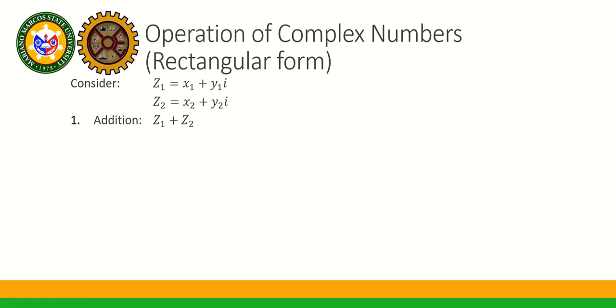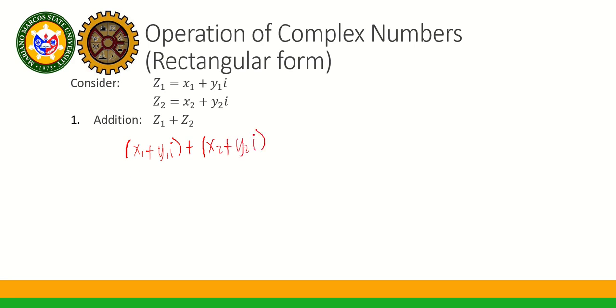Okay, so consider z1 equal to x sub 1 plus y sub 1 i, and then z2 equal to x sub 2 plus y sub 2 i. So addition, z1 plus z2. Paano ba mag-add ng complex numbers? So our solution would be, okay, so sulat muna natin si z sub 1. That is x sub 1 plus y sub 1 i plus x sub 2 plus y sub 2 i.